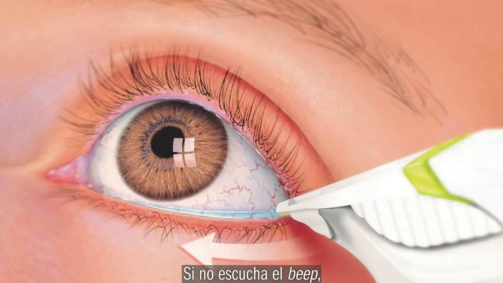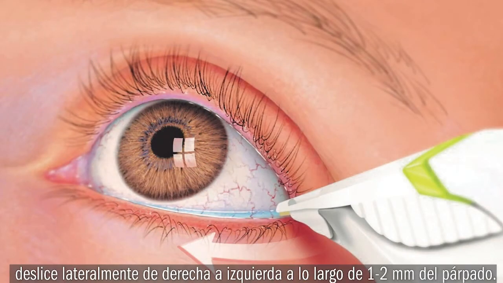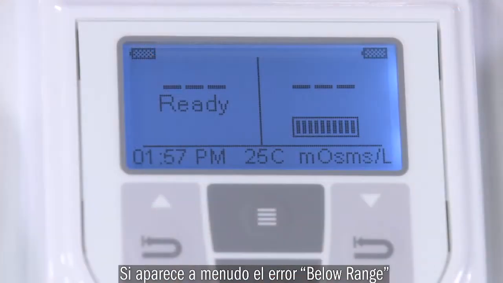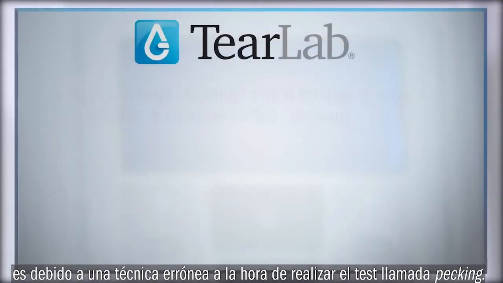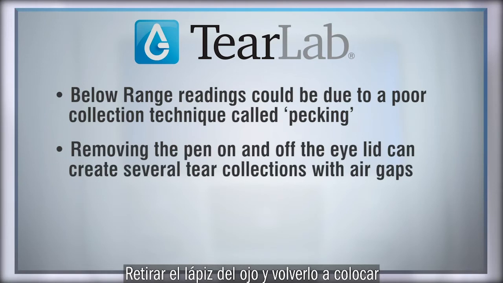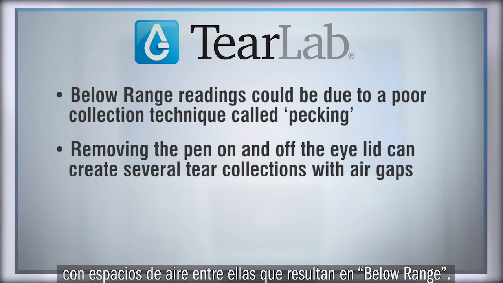If you do not hear a beep, brush the test card laterally along the eyelid, just 1 to 2 millimeters left and right. Remember not to touch the eye itself and stay away from the cornea. If you get frequent below-range errors, this could be due to a poor collection technique called pecking. Removing the pen on and off the eyelid and then on again can create several partial tear collections with air gaps that result in a below-range reading.